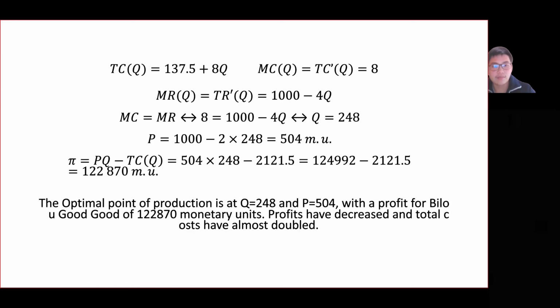And at that point, profit is equal to total revenue minus total cost, and it ends up being 122,870 monetary units. So in the end, the optimal point of production is Q = 248 and price equal to 504, with a profit for Bilu Good Good of 122,870 monetary units, where profits have decreased and total costs have almost doubled.